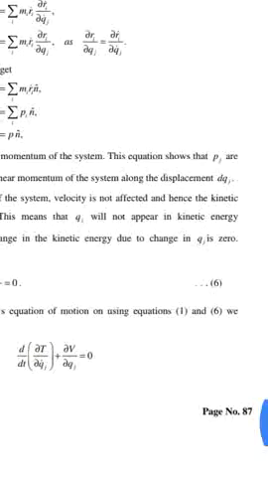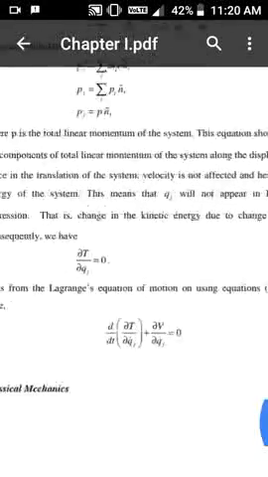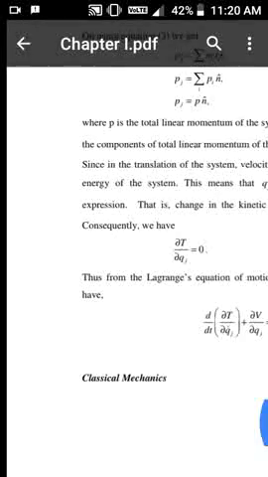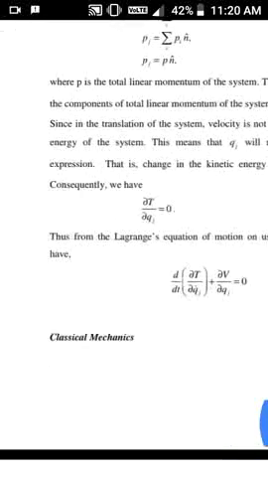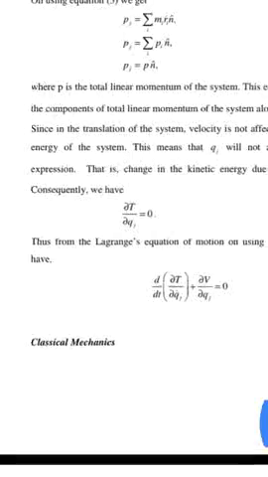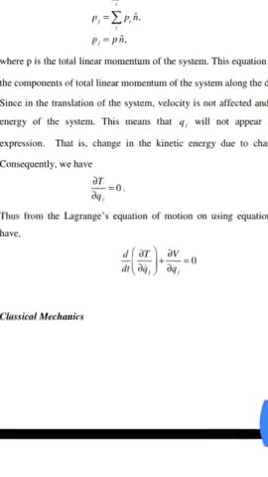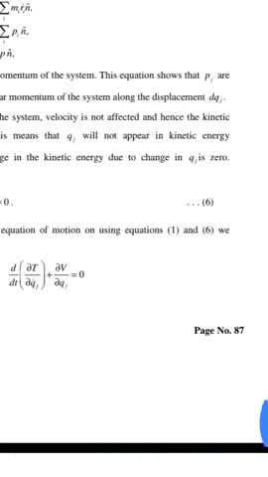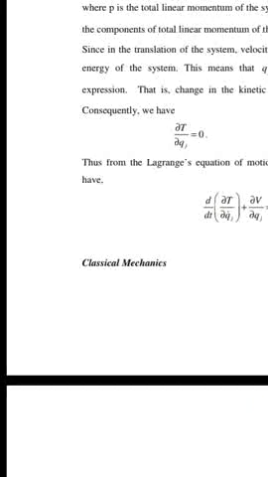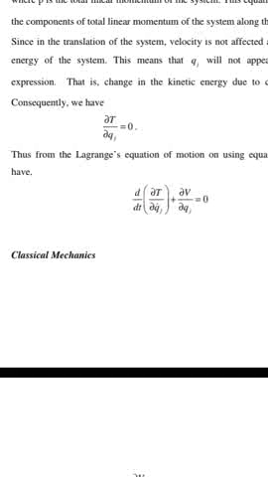The equation shows that pj are the components of the total linear momentum of the system along the displacement dqj. Since in the translation of the system, velocity is not affected, and hence the kinetic energy of the system is not affected, this means that qj will not appear in the kinetic energy expression. That is, the change in the kinetic energy due to a change in qj is 0. That is, ∂T/∂qj is equal to 0.